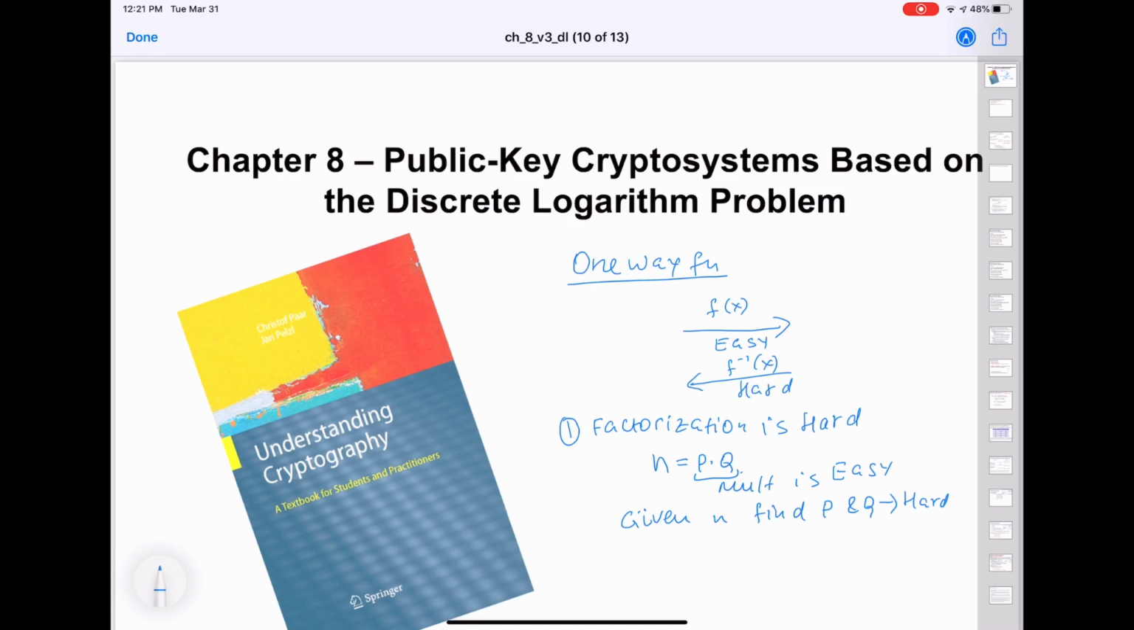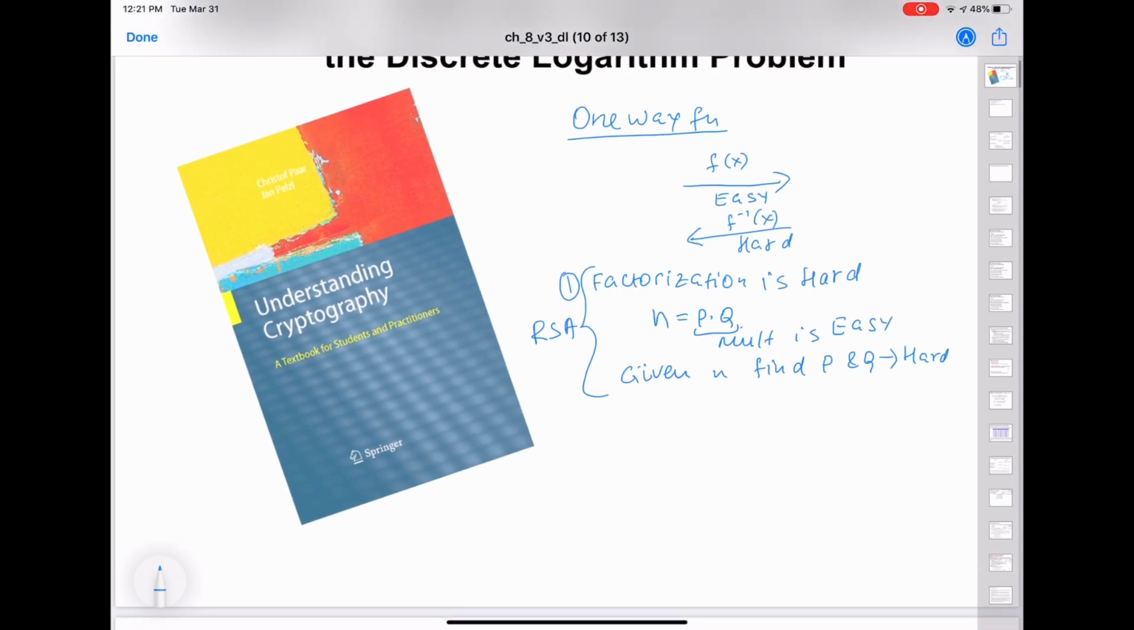The example for factorization is RSA. The second one-way function is the discrete logarithm problem. Do you remember? I talked about that. The discrete logarithm problem is hard.